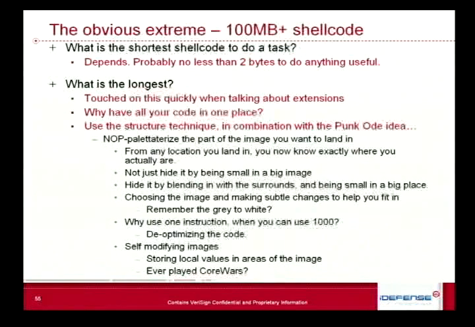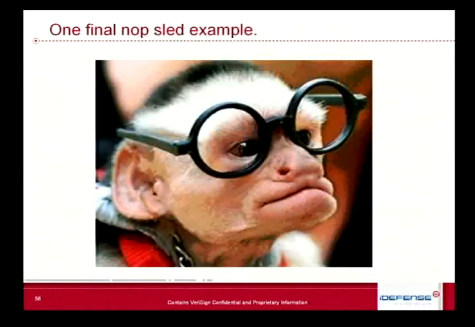Why use one instruction when you can use 1,000? You could de-optimize your code, make it really difficult to analyze, but it's able to be done automatically, and then you can get colors which match up a lot better. You can have your whole image be the shellcode, rather than an OOP slate. And then you can actually use some of those other values that are currently too dangerous. You can store some local values in areas. You can actually store your values in the image itself with self-modifying images. It would be interesting to play core wars using an image, so you have 2 threads of the program running on it. If you don't know what core wars is, you should look that up too. Yeah, this is the last no opposite example.